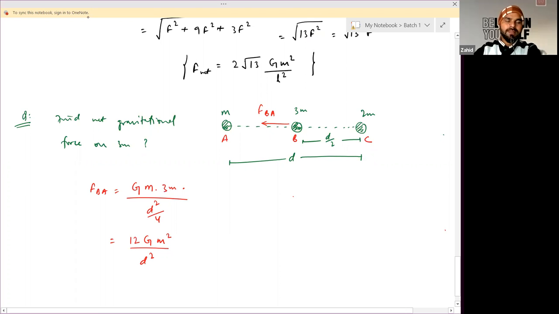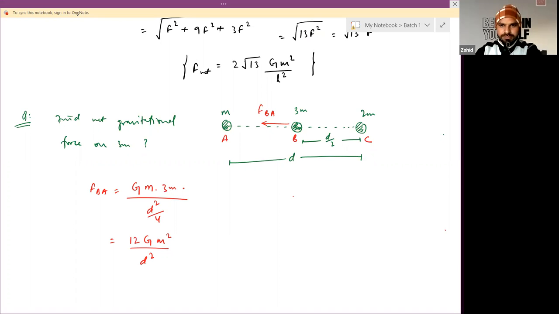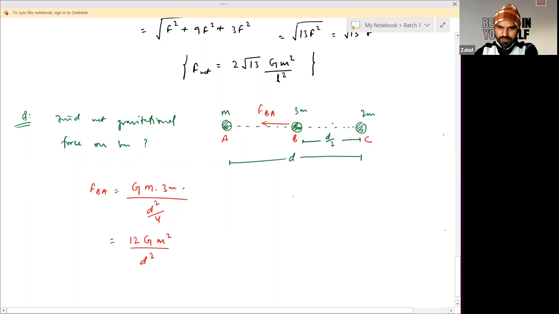Okay. Now for the second part, from C, there will be a force towards this direction, force on B by C. So it will be G, product of masses, 2m into 3m, divided by square of separation. So 2 into 3, 6 into 4, it will be 24 gm squared by d squared.